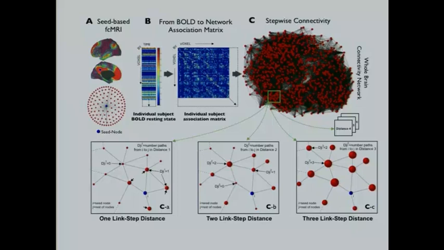Nodes are the regions, the boxes of the brain. Links are the functional coupling between these two. So what we are doing is taking the individual subject's time series, boxes and time. We create the association matrix, just the correlations between all the boxes in the brain. So we have this adjacency matrix that defines the graph, and the links say that these two nodes are functionally connected.